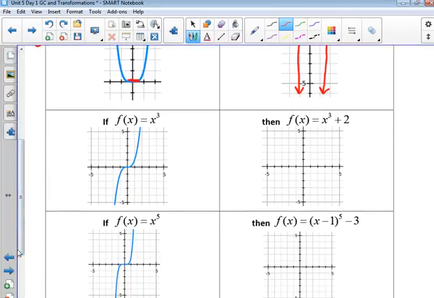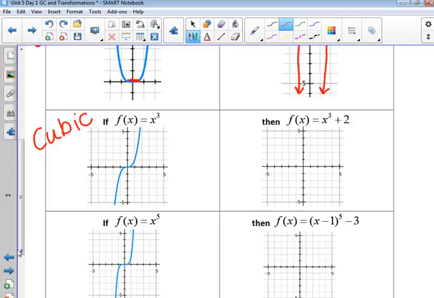What about the next one? Who can tell me what the transformation is? First of all, it's x to the 3rd. What do we call that? Cubic. Write it down so you can remember it. Linear, quadratic, cubic, quartic, quintic.